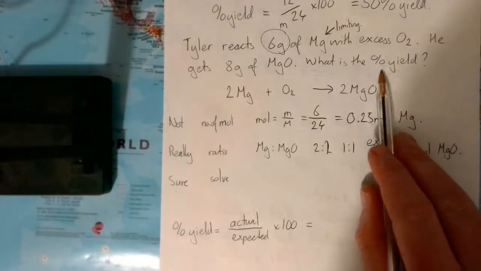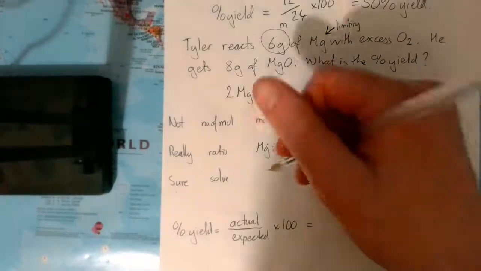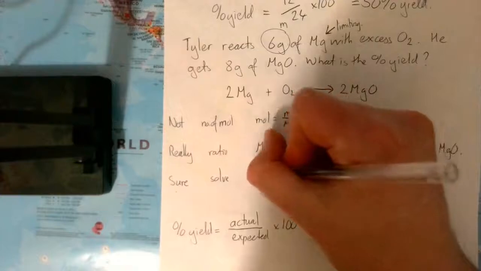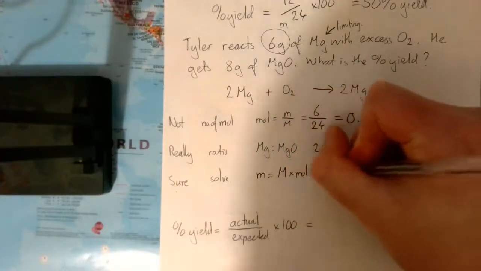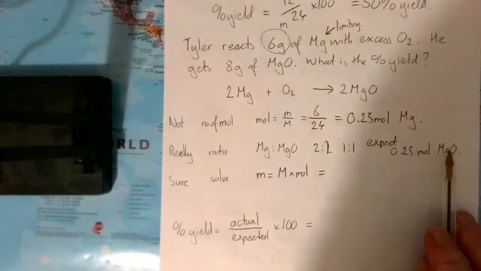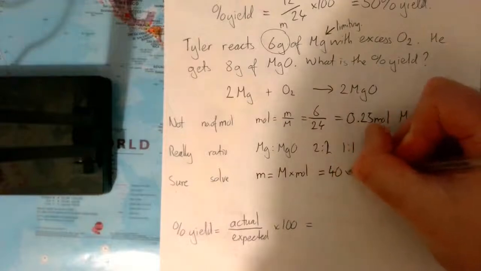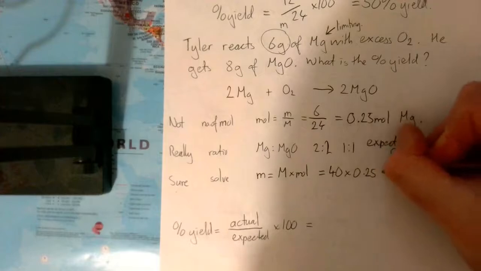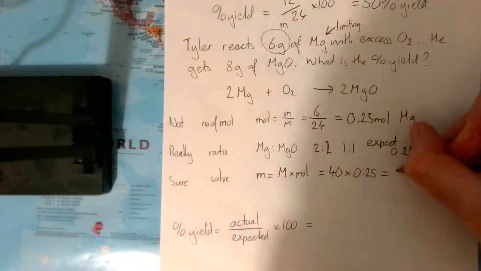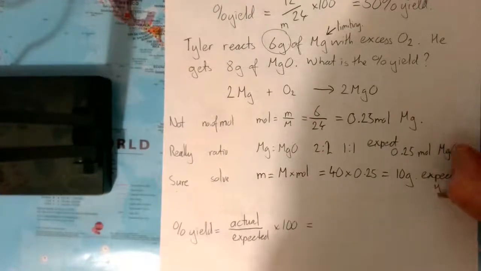To be able to work out the percentage yield, we need to turn this into the mass. So we're going to rearrange the equation here. The sample mass is the mass of 1 mole times the number of moles. I'm going to look up in the periodic table. Magnesium is 24, oxygen is 16. So the mass of 1 mole of those would be 40. Tyler was expecting 0.25 moles, so what he would end up getting is 10 grams, and that is the expected yield.